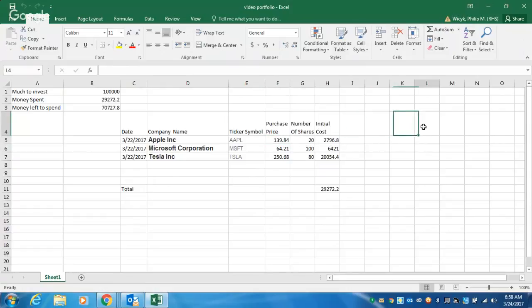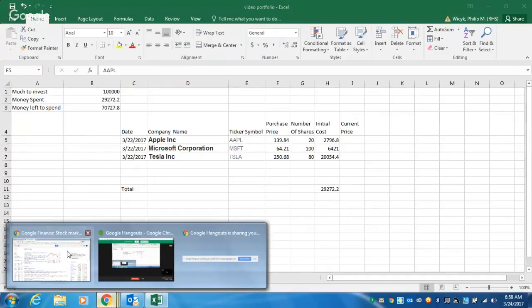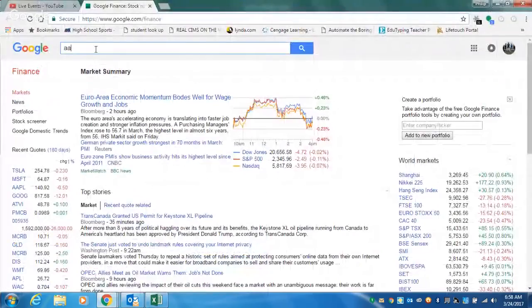All right. So the first thing we're going to go ahead and do is fill the rest of these out. So like we said, we got the purchase price, number of shares, initial costs. Then we're going to add a new column called current, which is what the stock price is currently today. And to easily find that out, we're going to use these ticker symbols. So we're going to go to google.com/finance and just type in AAPL.